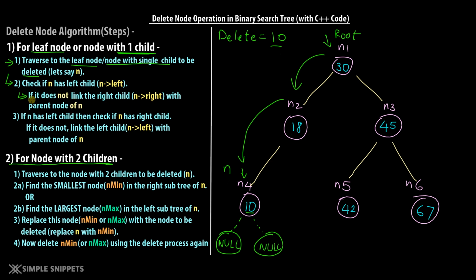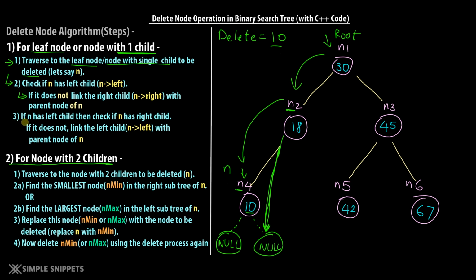node of n. So this statement is saying if it does not, that is if n4 does not have a left child, link the right child with the parent node of n. Who's the parent node of n4? It is n2. You can see n2 is the parent of n4. So what we have to do, we have to link the right child with the parent node of n. So the right child of n4 is again nothing, which means that it is null. So now we have to link this as the parent node of n4. Who's the parent node of n4? It is n2. So n2's left will now be linked to null. Okay. And now you can erase this node out because this condition got true.